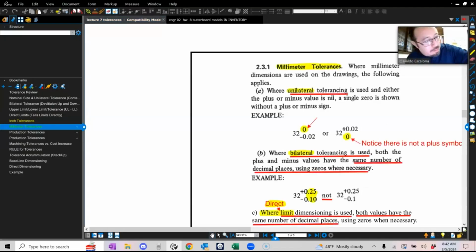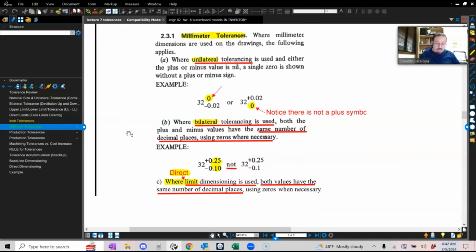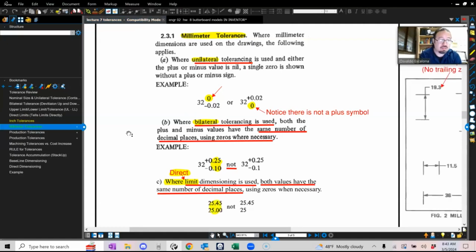And the rules will apply depending on what type of tolerance I'm using. You guys remember we have unilateral, we have bilateral, and we have direct limits. If you were to do direct limits, you will just make sure that you have 25.45, 25.00, the same number of decimal places. That one's not too bad. It's similar as before. Top and bottom should have the same number of decimal places.